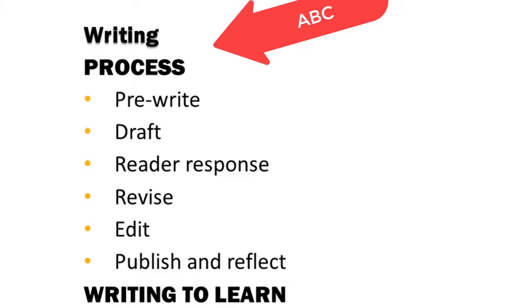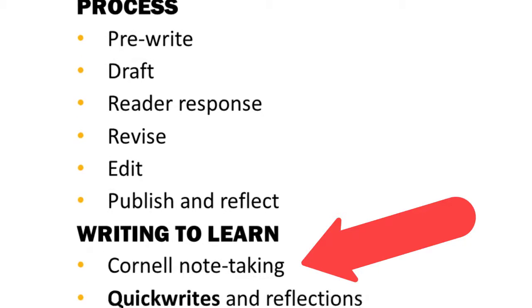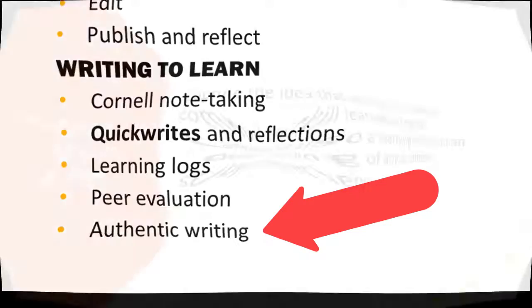In the writing process, students will pre-write, create a draft, read a response, revise, edit, publish, and reflect. When we talk about writing to learn, students are taking notes, quick writes and reflections, using learning logs, having peer evaluations, and authentic writing.